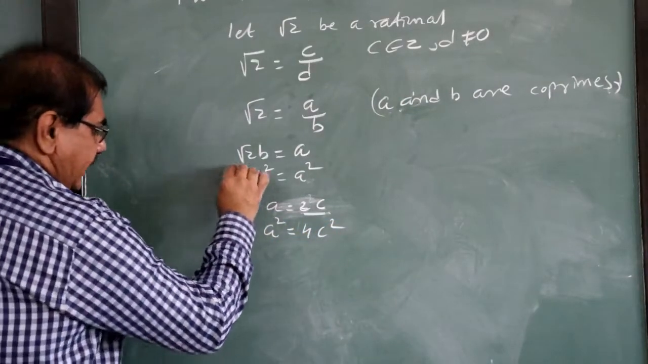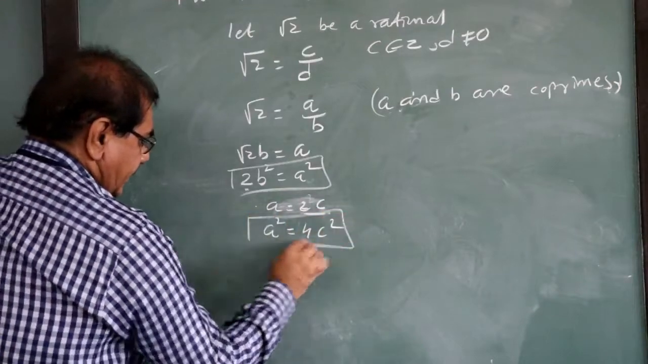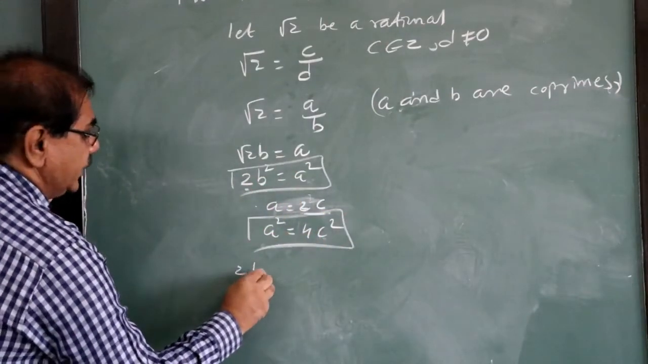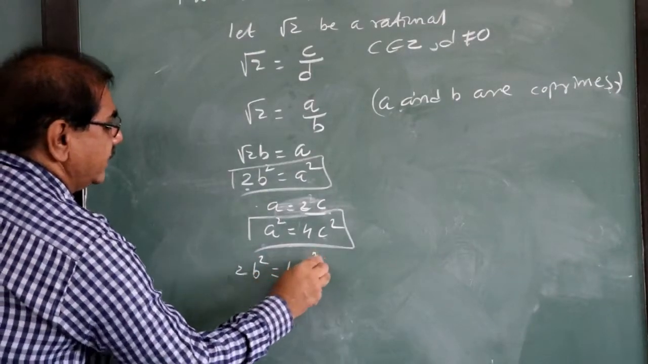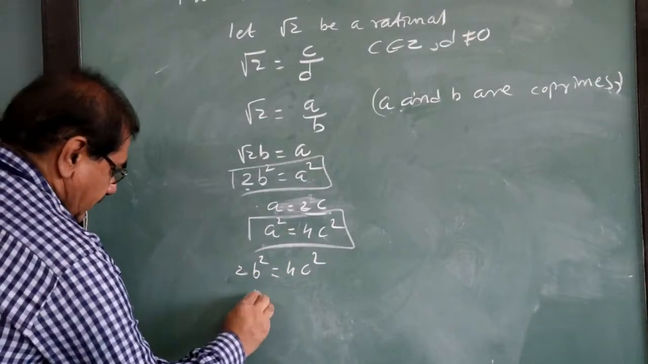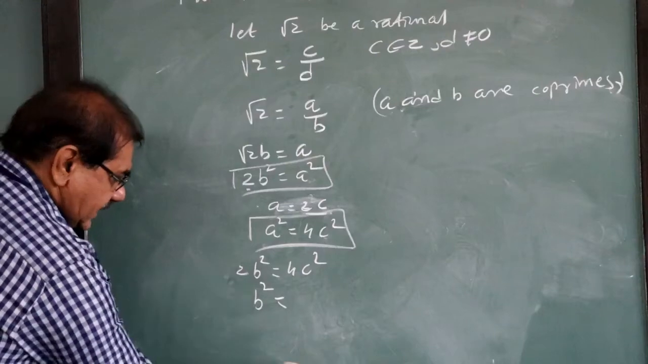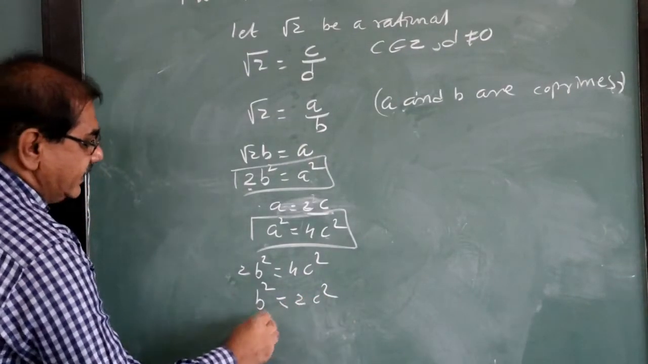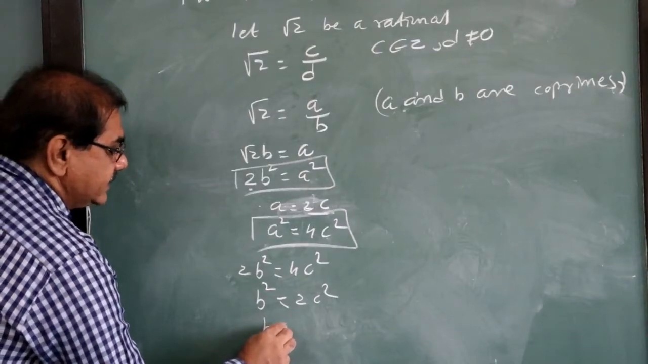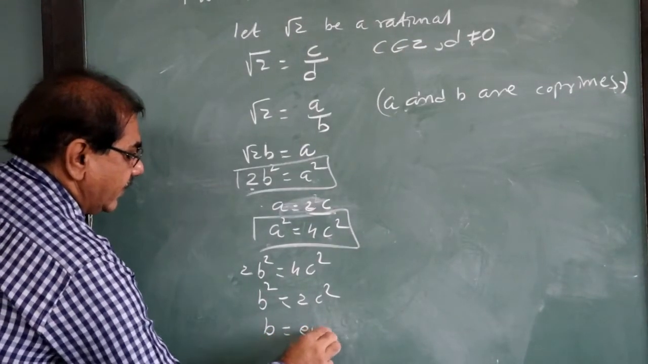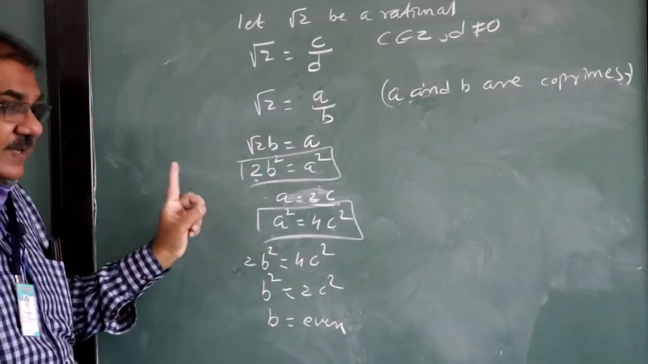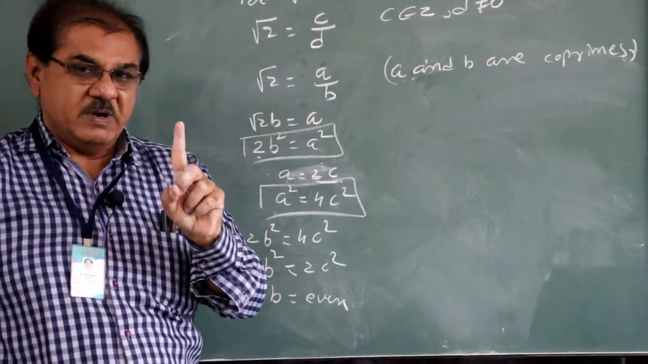Now we have two values for A square. A square is this also, A square is this also. So I can say 2B square is equal to 4C square. So B square is equal to, 2 goes down, 2 2s are 4, C square. So B square is even, so B also is even. So here A is even, B is even, that means they have a common factor 2 between them.